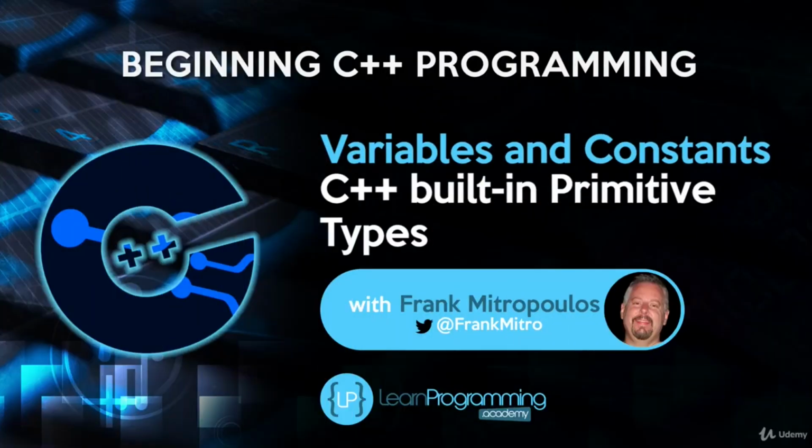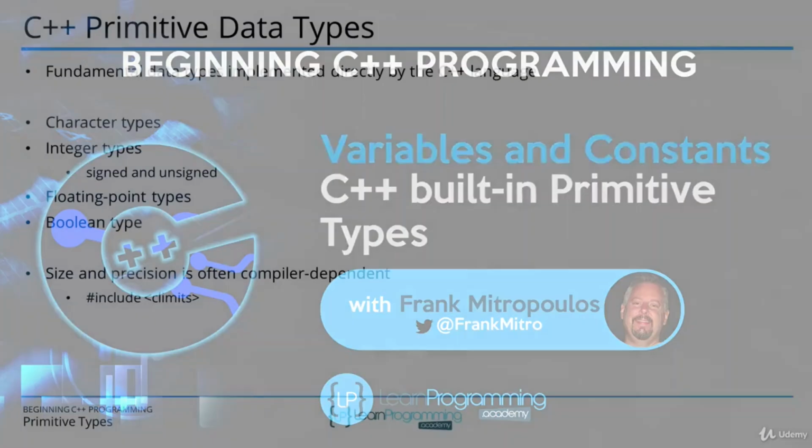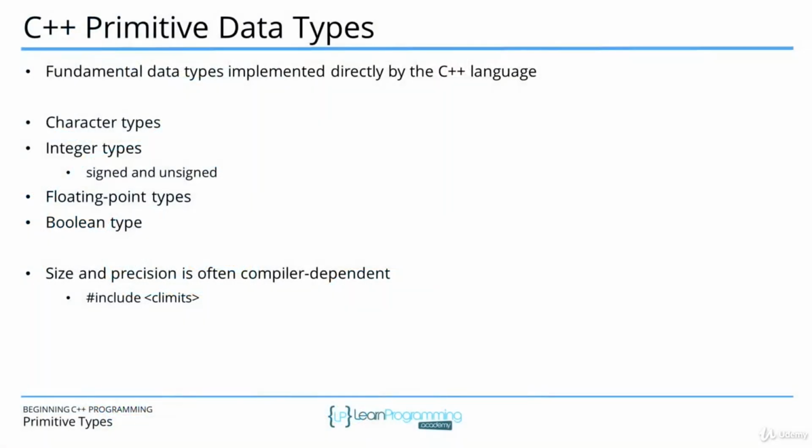In this video, we'll learn about some of the commonly used C++ primitive data types. These types are also sometimes called fundamental data types because they're implemented directly by the C++ language. The types we'll discuss in this video are the character types, the integer types, which include both signed and unsigned integers, the floating point types, and the Boolean type.